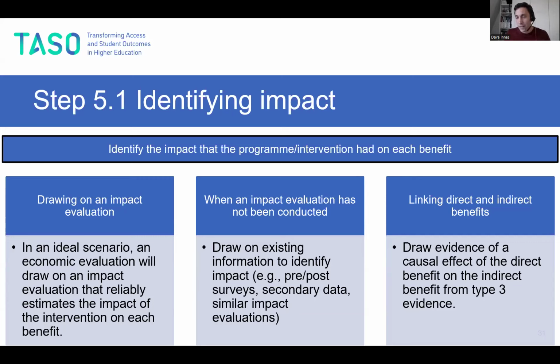What we might want to do in that situation is draw on further, wider evidence on the causal links between that short-term outcome and the longer-term outcome, and conducting a little literature review might be helpful there. Now, we recommend identifying research that is ideally type 3 evidence. There's more information about what type 3 evidence is on the TASO website, but it is essentially evidence that can be reliably used to inform a causal effect of that short-term outcome on the longer-term outcome.